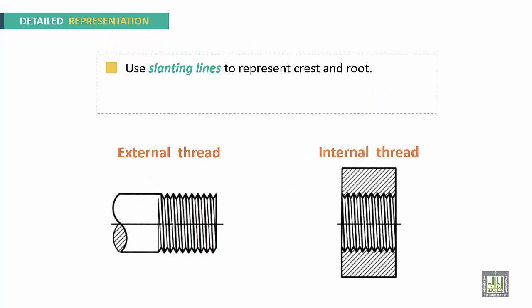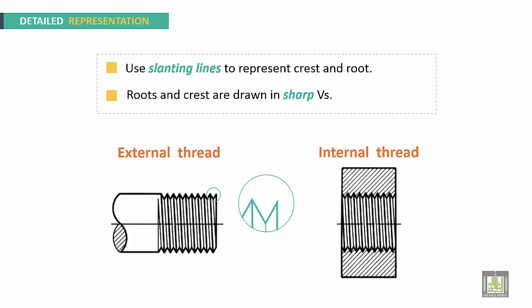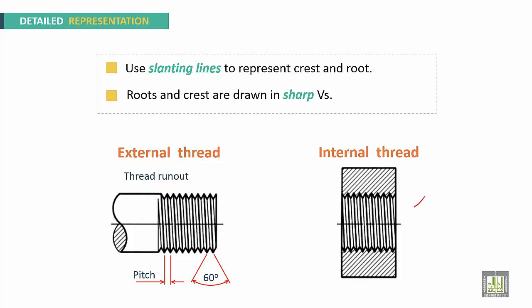Detailed representation. Use slanting lines to represent crest and roots. Roots and crest are drawn in sharp V's. This is a detailed representation. This is external thread and this is internal thread. Thread run out in this region.